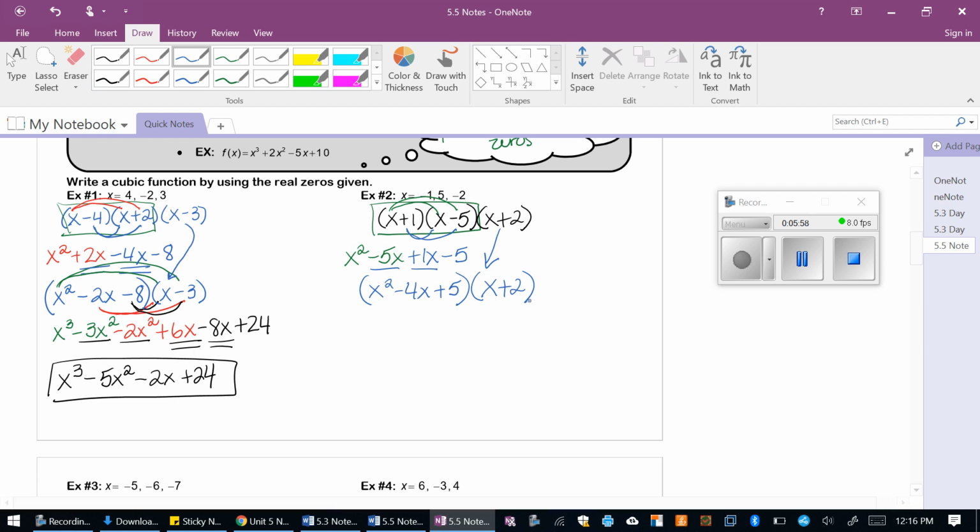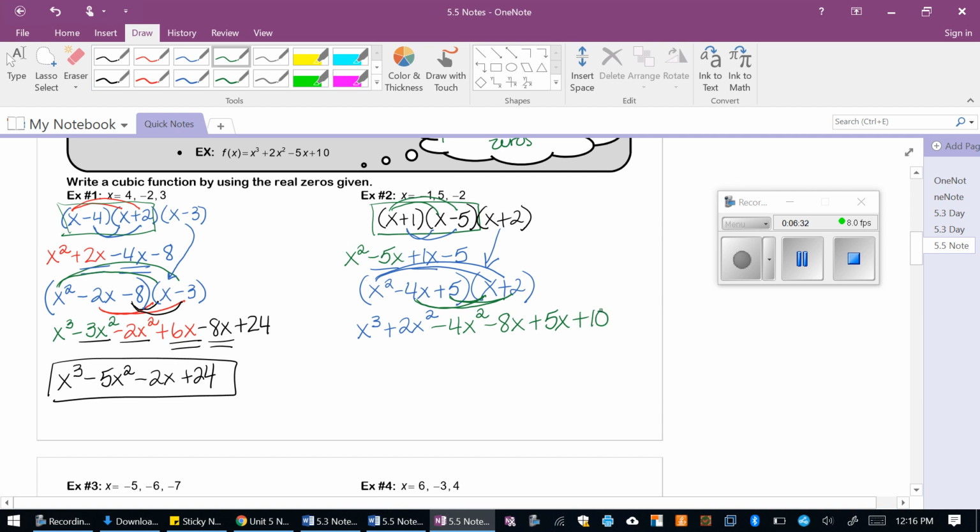And now the final step will be to go ahead and multiply this out. X squared times x is x to the third. X squared times 2 is 2x squared. We're going to distribute negative 4x. Negative 4x times x is negative 4x squared. Negative 4x times 2 is negative 8x. And then finally distribute the 5. 5 times x is 5x. 5 times 2 is 10.